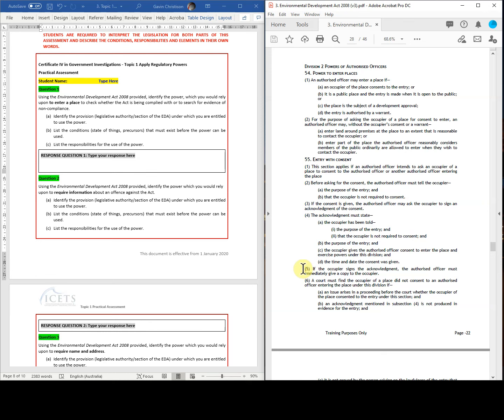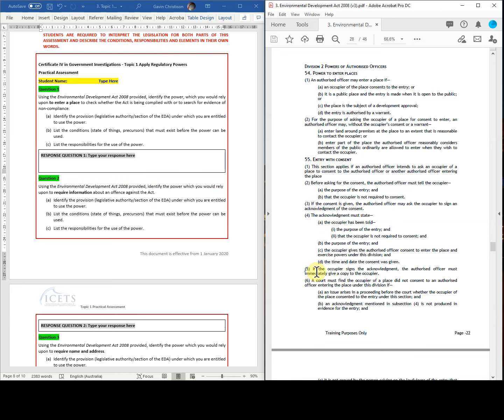And subsection 5, if the occupier signs the acknowledgement, the authorised officer must, there's that word again, must, immediately give a copy to the occupier. So that places a responsibility on us. So in response to question 1, in our responsibilities, if the occupier signs an acknowledgement, the occupier must be immediately given a copy of the acknowledgement under section 55 subsection 5.